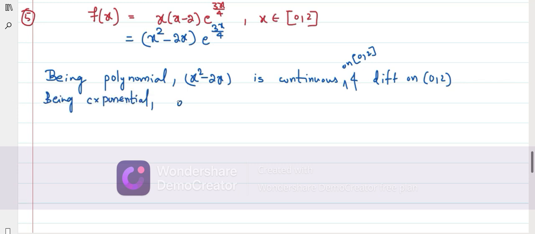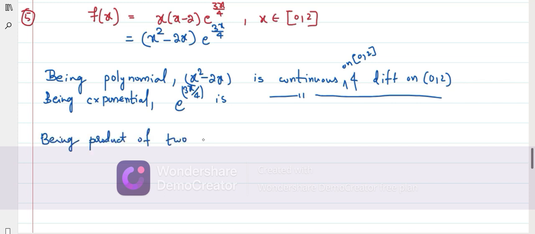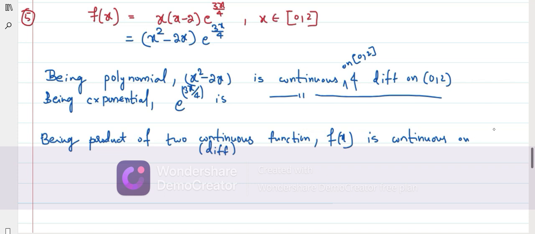So e power 3x by 4 is continuous as well as differentiable. So being a product of two continuous functions, and in the bracket you can write differentiable also. Being a product of continuous differentiable functions, what can you say about f of x? F of x is continuous on the closed interval 0 to 2 and differentiable on the open interval 0, 2.